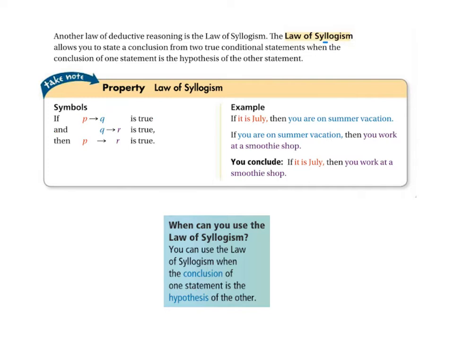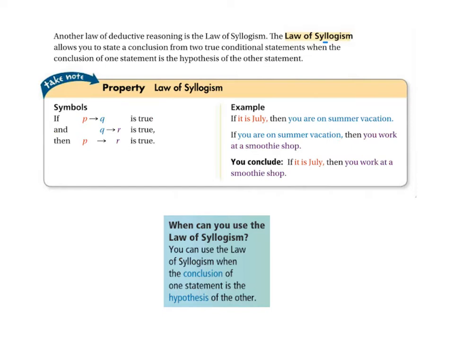Okay, so here's the example. If it is July, then you are on summer vacation. If you are on summer vacation, then you work at a smoothie shop. Therefore, if it is July, then you work at a smoothie shop. Okay, because you say, if you know this, then you automatically know this, and automatically knowing this automatically means you know that. So you say, if I'm here, then whoop, to there, then from there, whoop, to there.